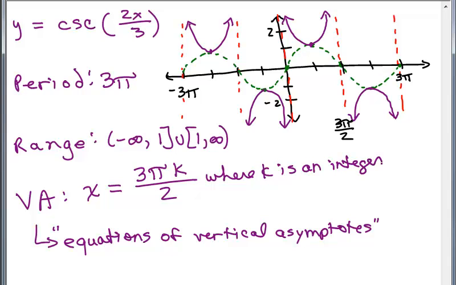I'm not writing down the domain, but remember, if you wrote down the domain, it would be all real numbers except 3 pi k over 2, where k is an integer. Often we just write the vertical asymptotes down. It's easier because then it's clear that the domain is going to be everything except that.